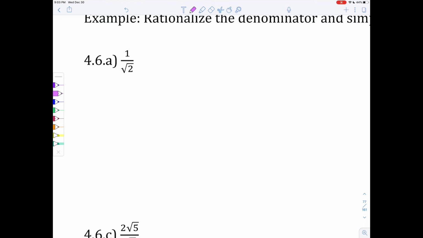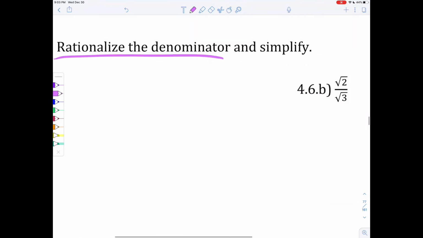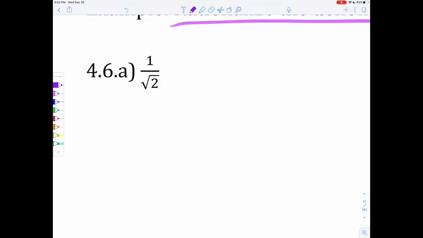Whenever you get the instructions for these questions, it might say something like rationalize the denominator. It might also just straight up say simplify. It might even just say divide. Regardless of which one of these three it says, the task is always the same: we're going to make sure that this denominator is rational. So here, the only way I can get that denominator to be rational is to multiply it by root 2.